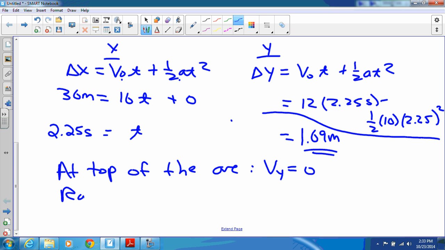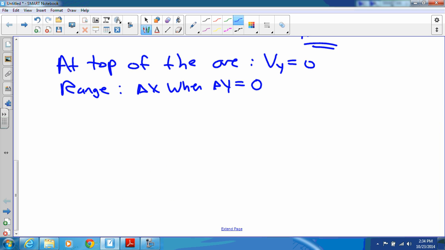The second concept is range, but I get a lot of students that are real sloppy with their thinking about this. Range is very specific. Range is the delta x when delta y is what value? 0. If you're not talking about a delta y of 0, you're not talking about the range. The range equation we worked out one day is v0 squared sine of 2 theta all over g.